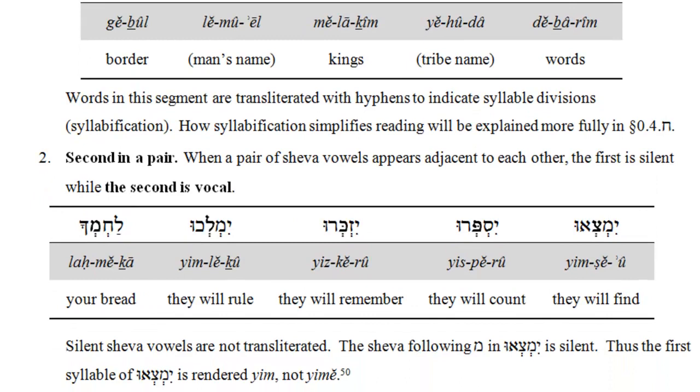Now let's turn to the second principle indicating when a Shava will be vocal. It is this: when there are 2 adjacent Shava vowels, the second in the pair will be vocal. The first will be silent. So notice this collection of words, each of which presents 2 Shava vowels adjacent to each other. As you hear them pronounced and study the transliteration, notice that the first of the pair is silent, but the second in the pair is vocal.